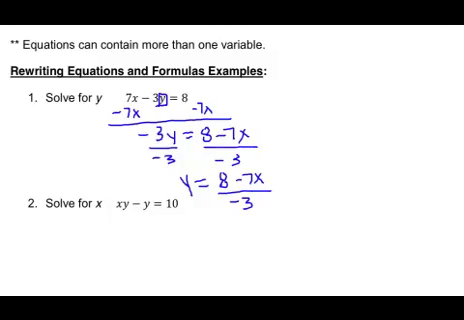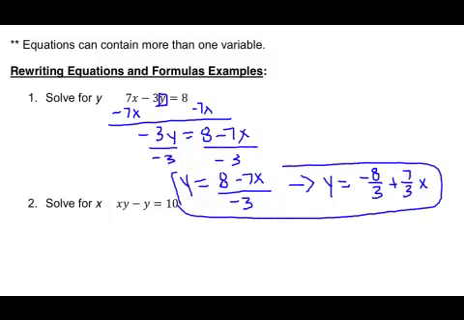We can also separate this out. So we can also write this as y equals negative 8/3 plus 7/3 x. And I get this plus because we have a negative and a negative, which gives us a positive. So again, either way you can write your final answer for y equals your equation.